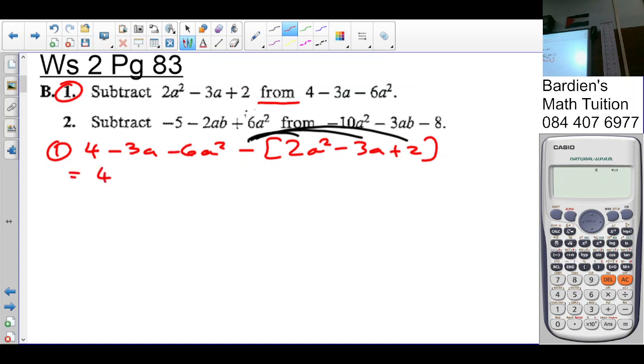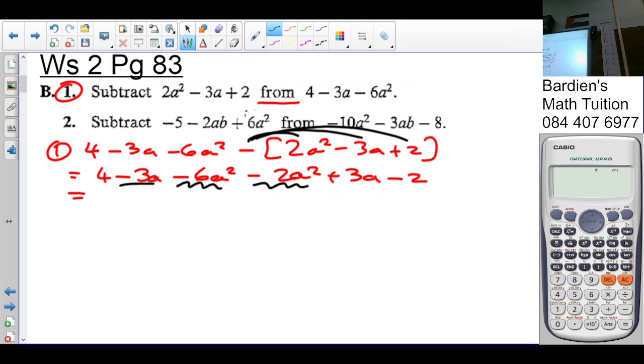So we get 4 minus 3a minus 6a squared minus 2a squared plus 3a minus 2. Which is now, yes, now we're looking for like terms. You see, I'm always simplifying. I'm going to start writing things in descending powers of the variable from now on. But if you had written it jumbled up, it's fine, you won't be penalized for it. But you'll see me writing things in descending powers of a.